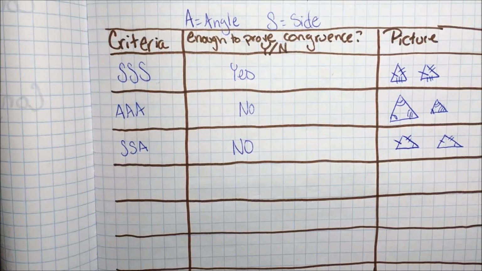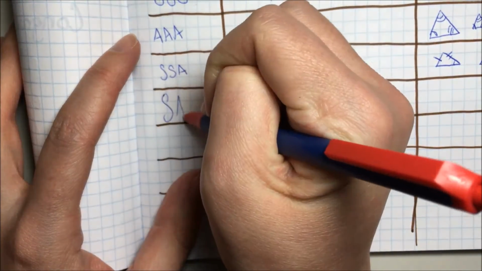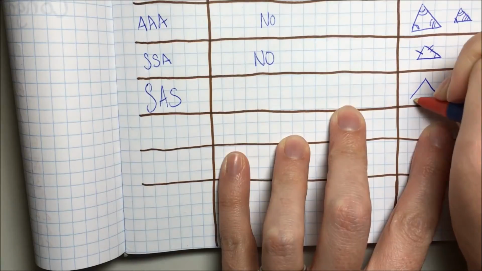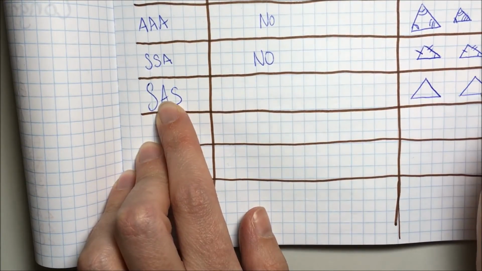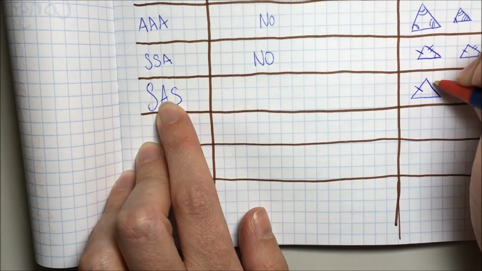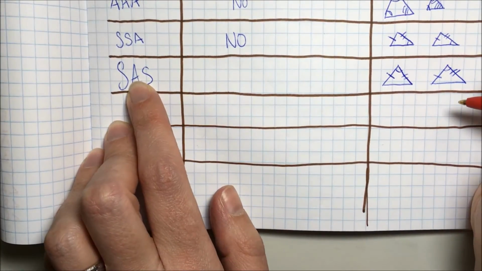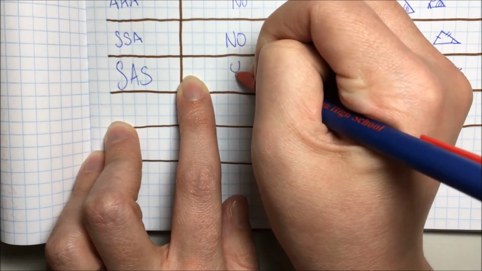Well, what other combinations of sides and angles can we have? We can have side, angle, side. And what that looks like is now the angle's included between the two sides. So one pair of sides is congruent, the angle between the sides is congruent, and the side on the other side is congruent. So for these two triangles, this is enough to prove congruence.